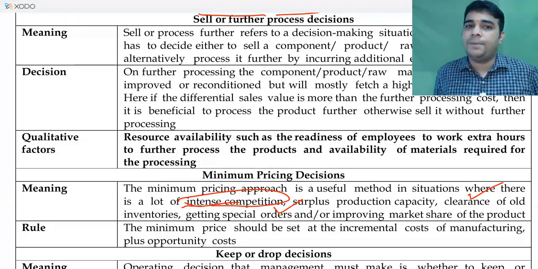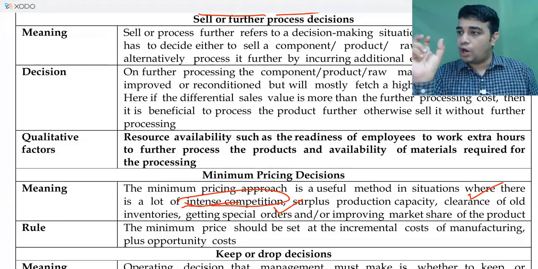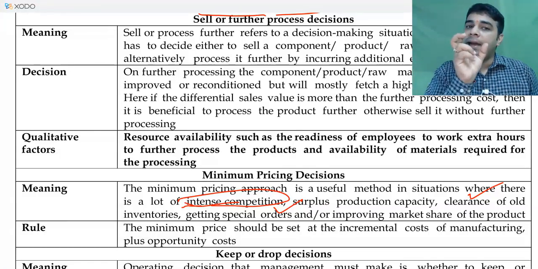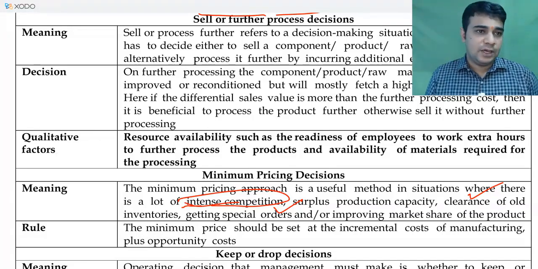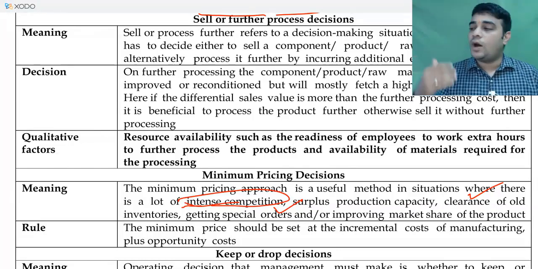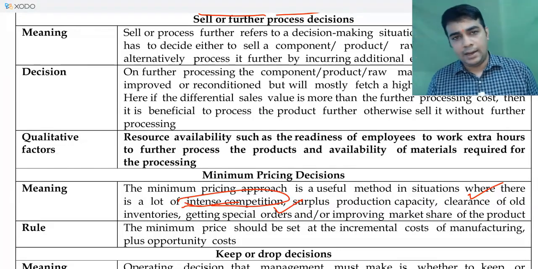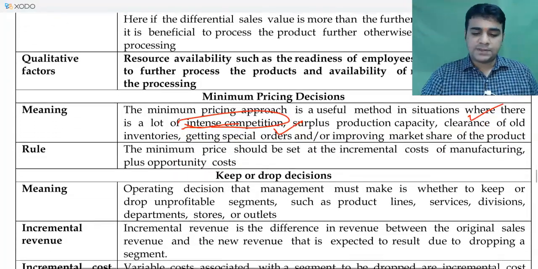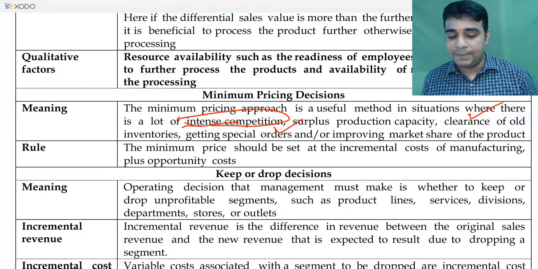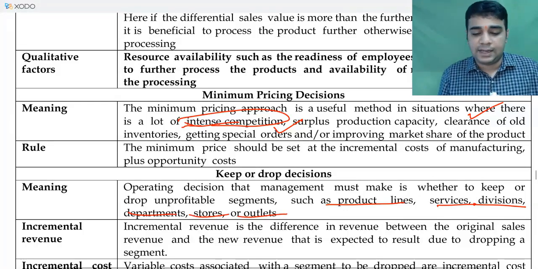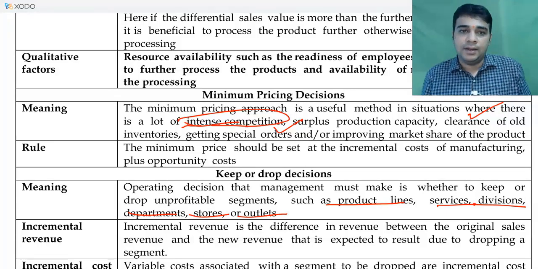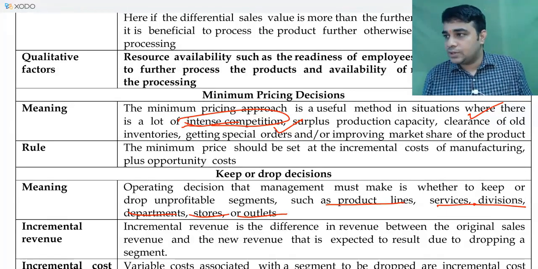So for a keep or drop decision, the financial analysis is how much contribution you were earlier making, compare it with avoidable fixed cost, and see whether there is any benefit in continuing with the product. If the product was making a relevant profit, you may still decide to continue unless the qualitative factors say no need to continue. Otherwise, management must decide whether to keep an unprofitable segment such as product, services, division, department, stores, outlet. I was just talking about product and department. It could be even an outlet. It could be a retail store. It could be a branch of a company.